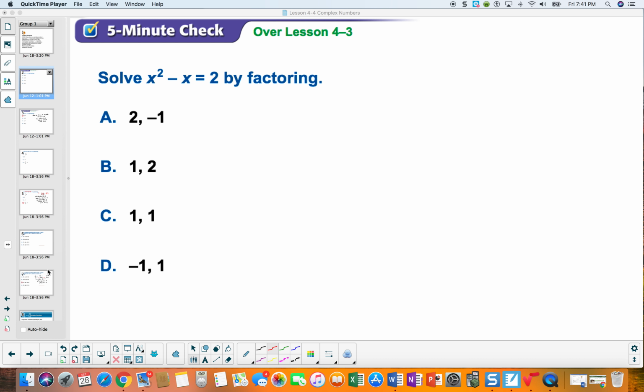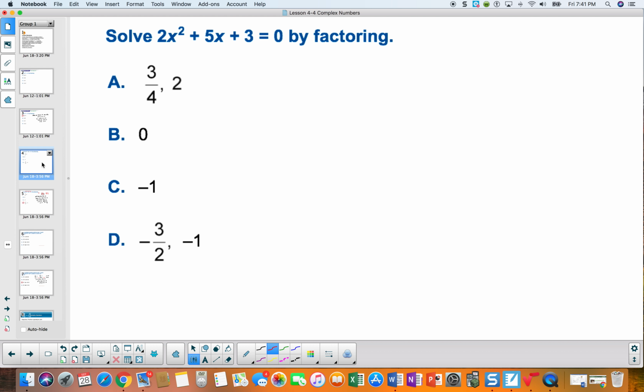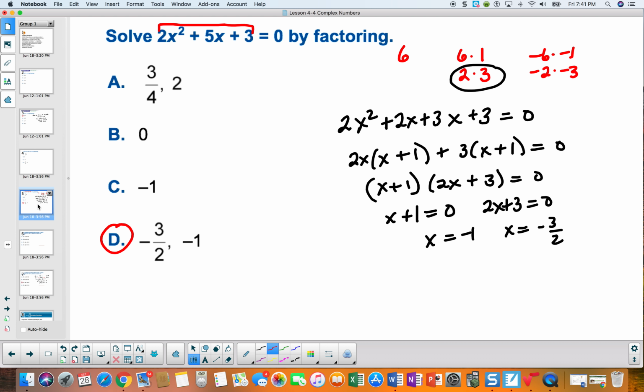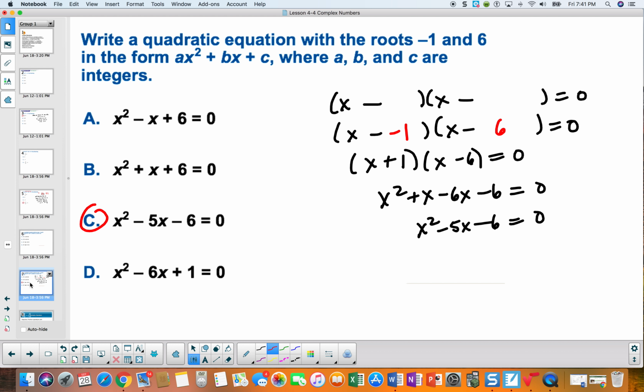Warm up for lesson 4-4 complex numbers. Pause. And here's the answer. Pause. And here's the answer. Pause. And here's the answer.